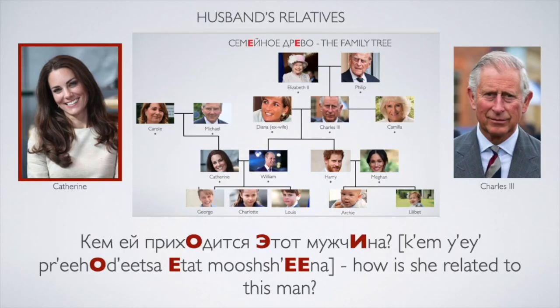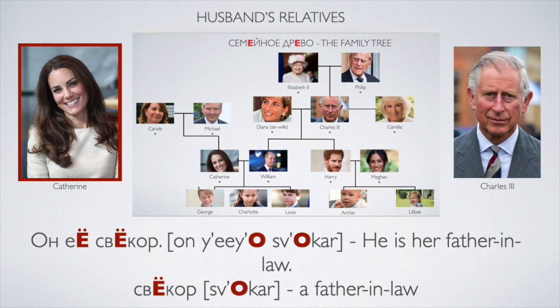Let's start. I'm going to use the royal family once again to illustrate this difference. In the center of the slide, you can see the royal family's family tree, which will help you understand how they are related to each other. Now let's look at how Catherine, Princess of Wales, might refer to her husband's relatives in Russian. This question should be familiar to you from the previous lesson. Кем ей приходится этот мужчина? How is she related to this man? Он ее свекор. He is her father-in-law. Свекор. So your husband's father or stepfather is свекор for you.